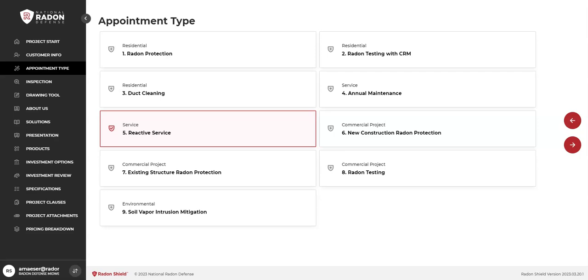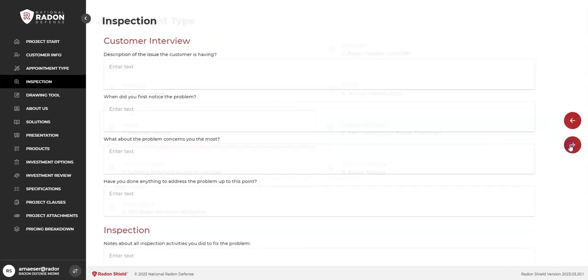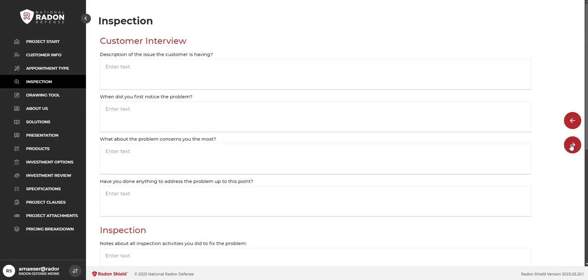So we call that a reactive service, right? We're reacting to the customer's needs. And so by selecting that, it's going to lead us to a custom set of questions specifically for that scenario. So in the inspection customer interview section here, number one thing that we need is a description of the issue the customer is having.